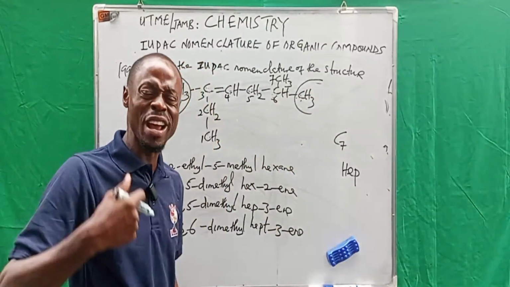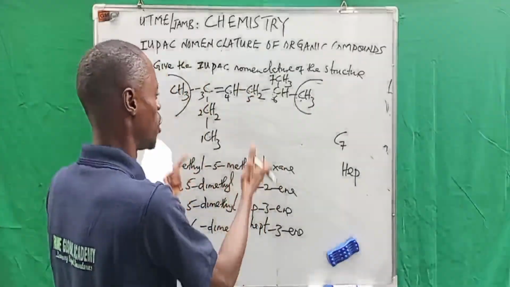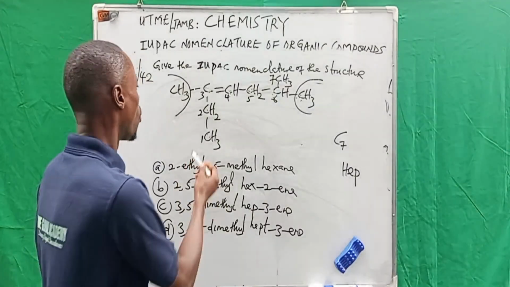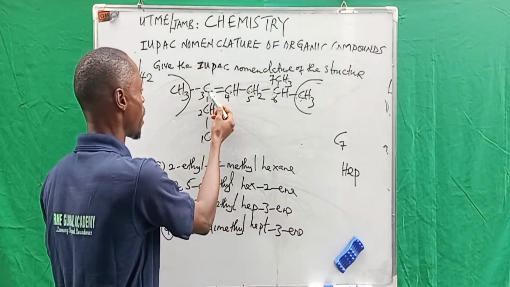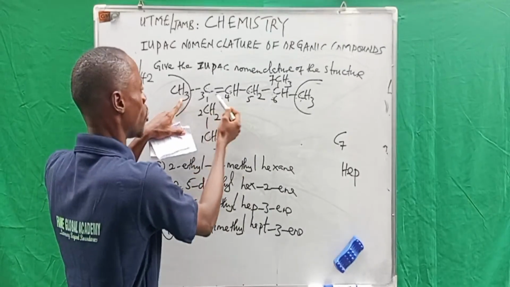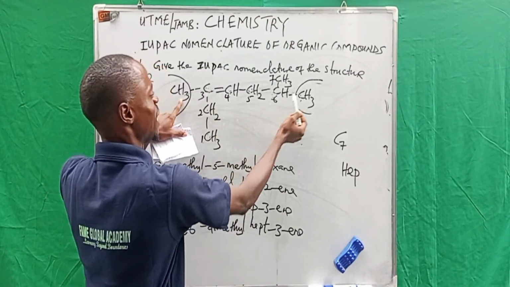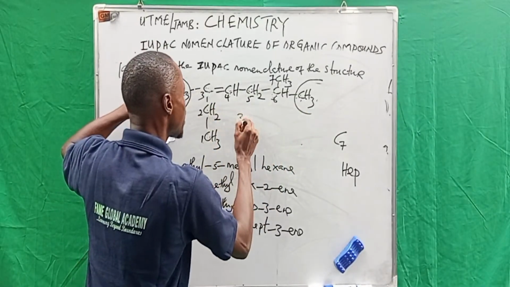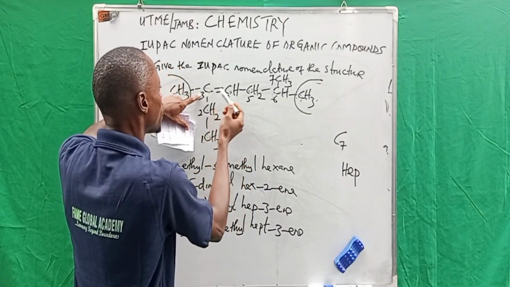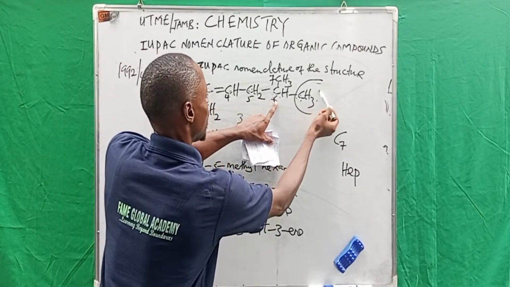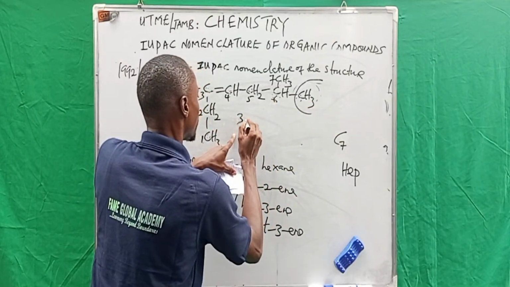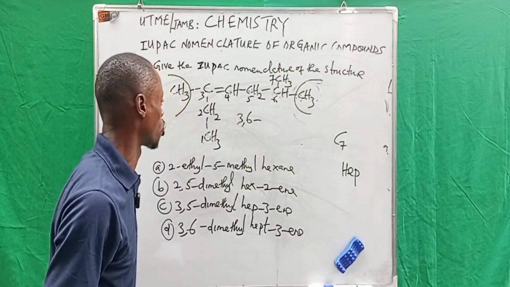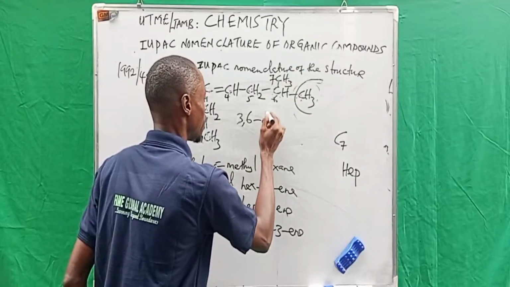So the next thing is to make an effort to name the branch in this structure. All right, let's go. 1, 2, 3. At carbon atom 3, there's a methyl. Then carbon atom 4, 5, 6. At carbon atom 6, there's another methyl. Are you following me? At carbon atom 3, there's a methyl, then 3, 4, 5, 6. At carbon atom 6, there's another methyl. So 3, 6. Because methyl appeared twice as a branch in this structure, you now use the prefix di.